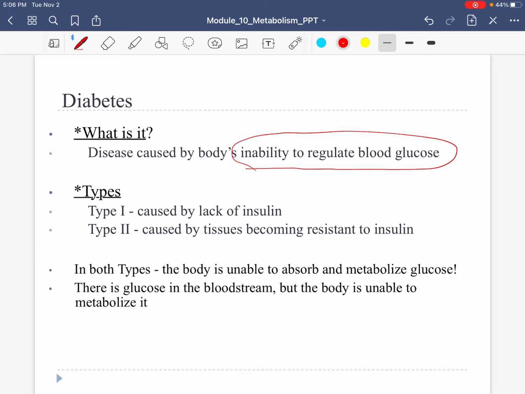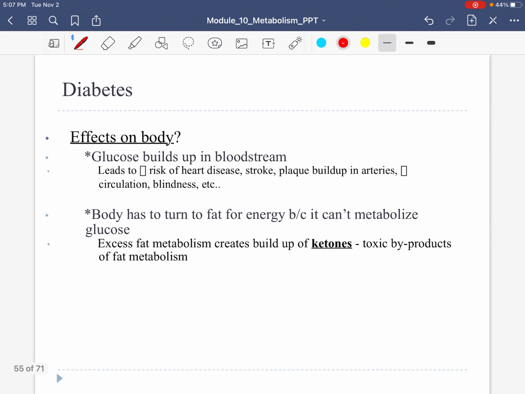Well, an inability to regulate blood glucose properly is a very serious condition. It can be diabetes. Type 1 is typically marked by a lack of that insulin hormone. Type 2, there probably is insulin present, but the body is resistant to it. We're talking about the basics. The effects on the body can be vast. If glucose builds up in the bloodstream, it can lead to heart disease, stroke, plaque buildup, poorer circulation. I think you're pretty familiar with those things.